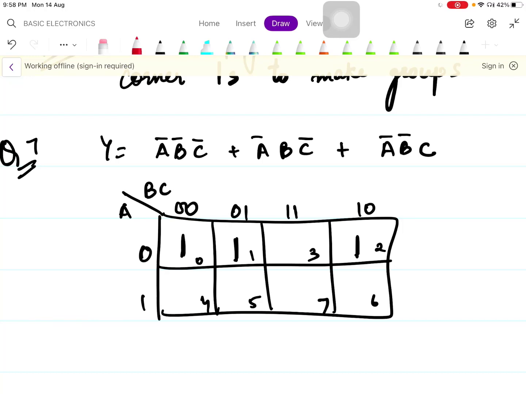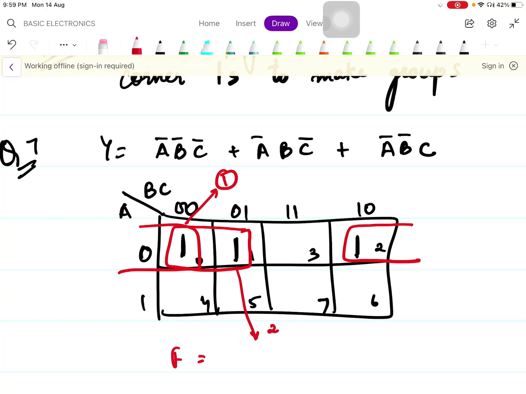Now let us search for the biggest group, that is the group of 8, not possible. Then search for a group of 4, not possible. Then search for a group of 2, possible in this way. And now cell number 2 is left alone. So in order to group it in a pair of 2, we will use the corner 0 cell. So these are the two groups that we have to make. Let the corner ones be the first group, and let this be the second group. For the first group, the answer will be A bar, C bar, and for the cells number 0 and 1, the answer will be A bar, B bar.